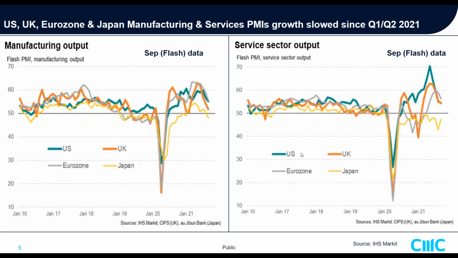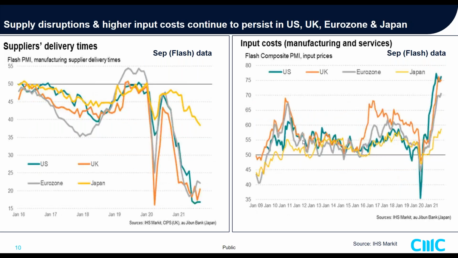All right, so if you take a look at these supply delivery times, that means we're talking about how long it takes for businesses to receive their raw materials in order to finish their products. For example, if you're a manufacturer, you need to produce a car.